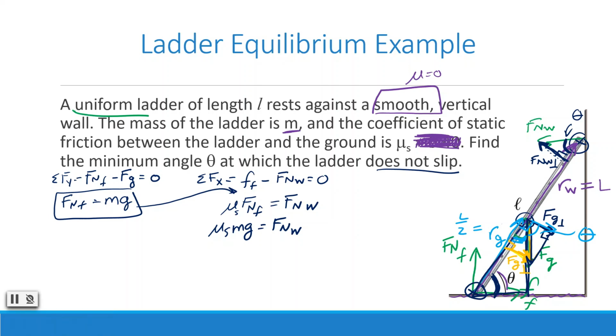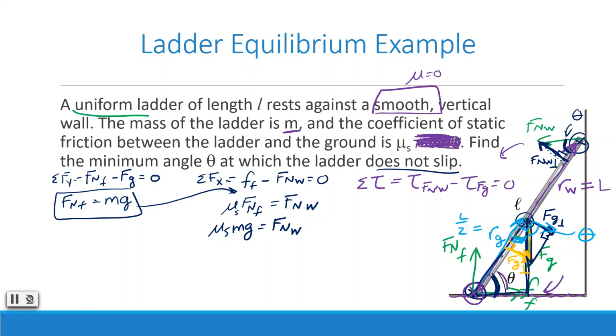So what I'm going to do is write a net torque equation. My net torque about this axis of rotation down here at the bottom is going to be the torque caused by this FNW, which is causing that positive torque, and gravity is going to be causing the negative torque. So I'm going to do the torque due to FNW minus the torque due to gravity, and that has to equal 0.